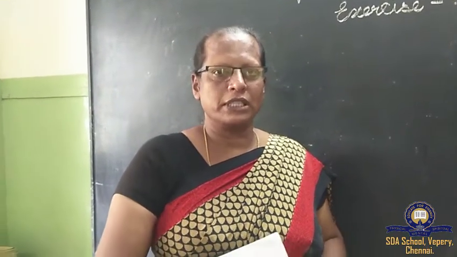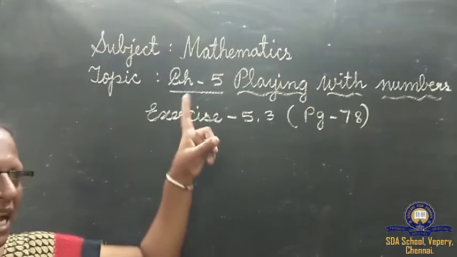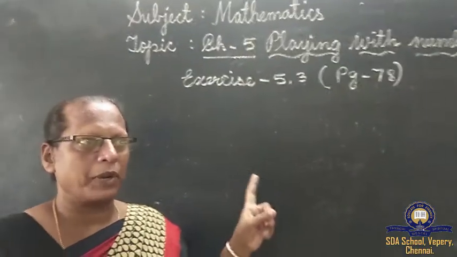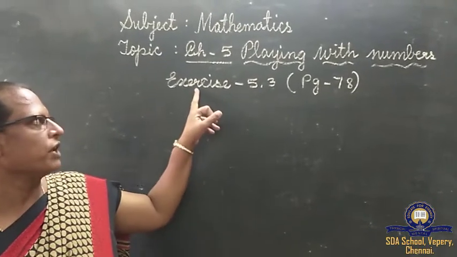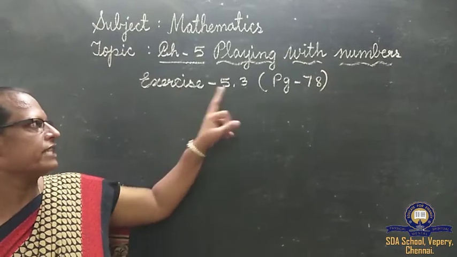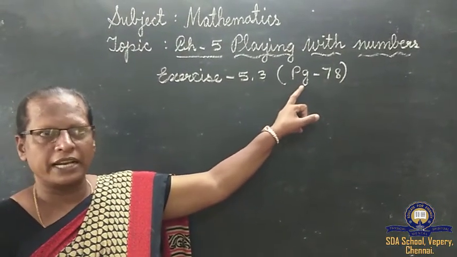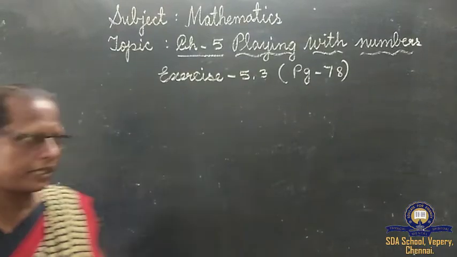Children, today we are going to learn mathematics. In the last two classes we learned exercise 5.1 and 5.2. Today we are going to learn chapter 5, Playing with Numbers. Exercise 5.3 is given on page number 78. Okay children, we will see the sums.